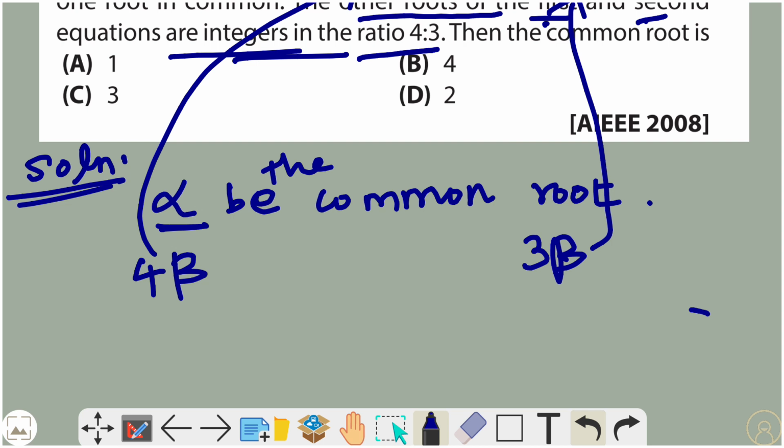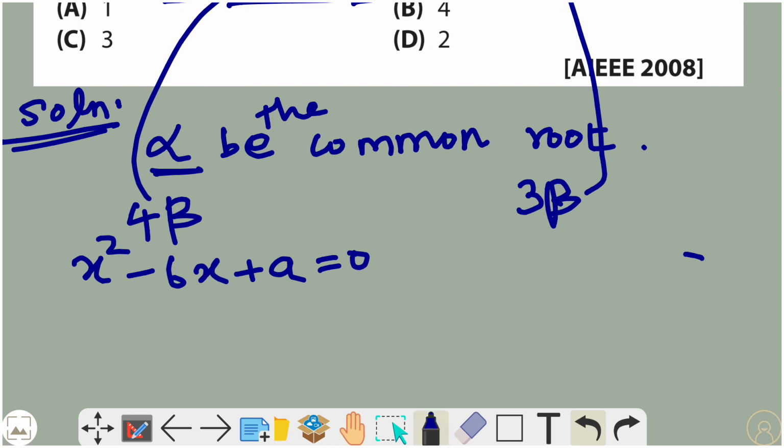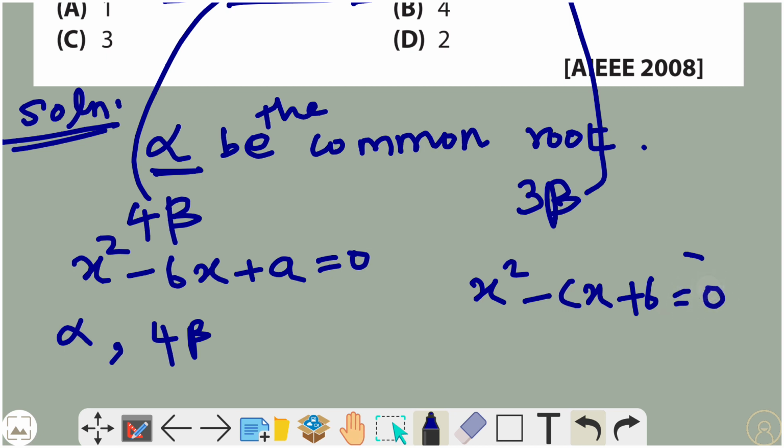Okay, so the first quadratic equation is x square minus 6x plus a equal to 0. For this quadratic equation, alpha and 4 beta are the roots. The second quadratic equation is x square minus cx plus 6 equal to 0. In this quadratic equation, alpha and 3 beta are the roots.